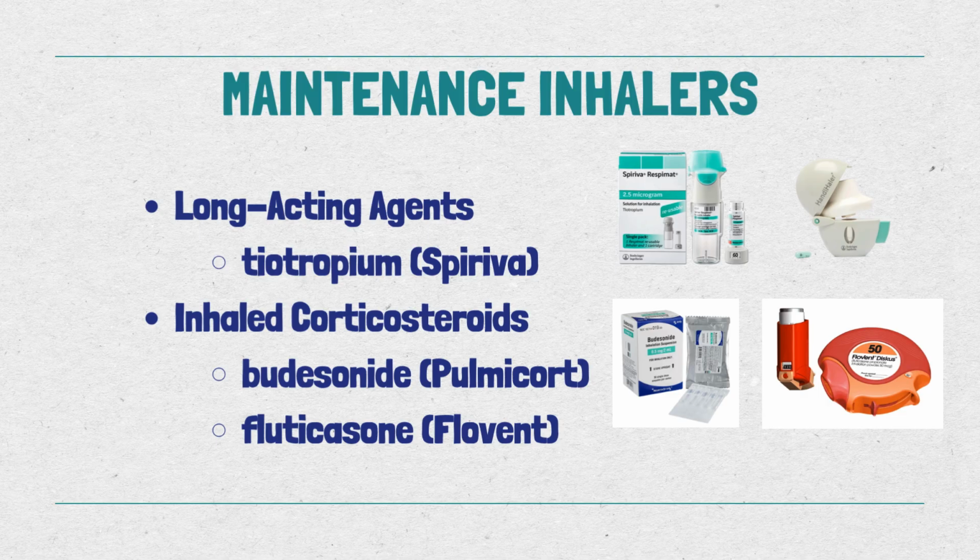So we have our long-acting muscarinic antagonist, our LAMA, or anticholinergic, which is tiotropium or Spiriva. And then our inhaled corticosteroids or ICS, we have budesonide or Pulmicort and fluticasone or Flovent. Now, it's worth noting that fluticasone is also available as a nasal spray, that's Flonase, but it is the same drug, and it works for different reasons. So Flovent and Flonase are both fluticasone, but with different purposes.